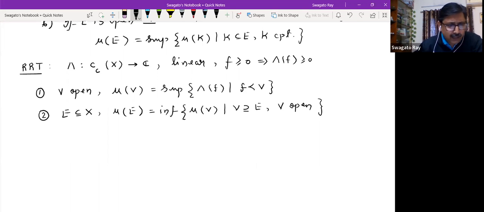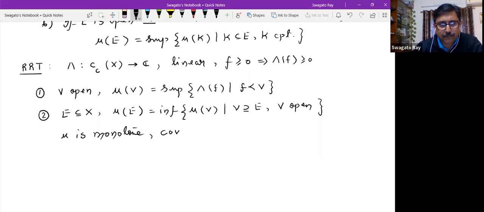Okay, and then it has been proved that this mu is monotone. That has been proved. That means bigger sets have bigger measures. And the second thing is it's countably subadditive. That also has been proved.